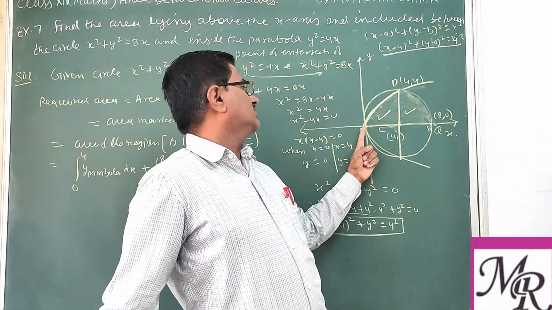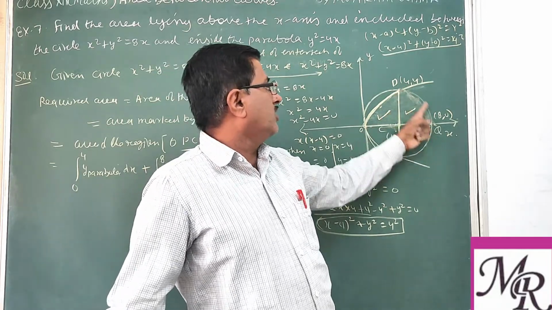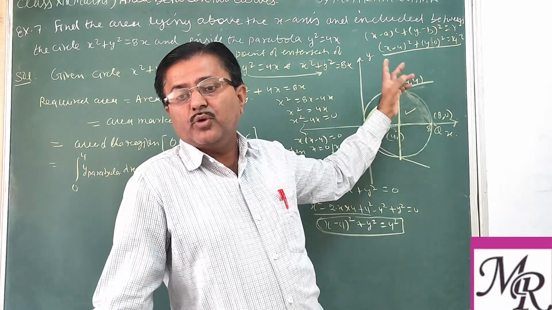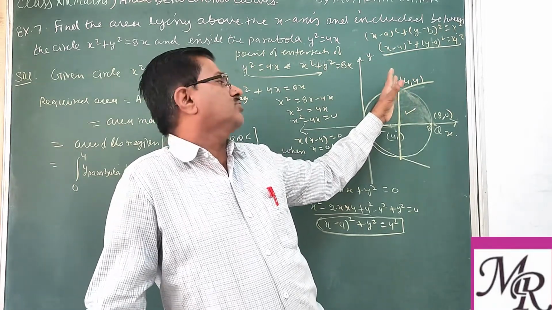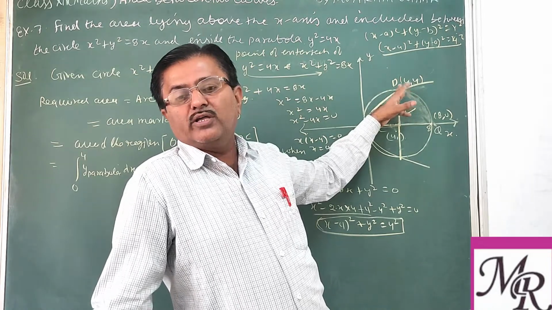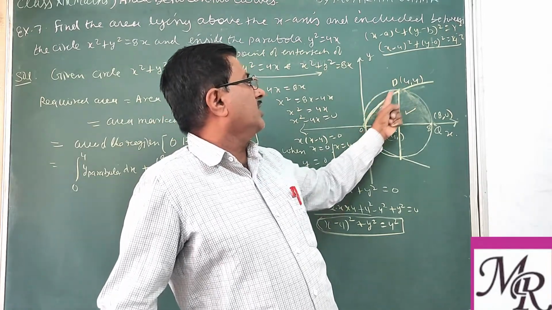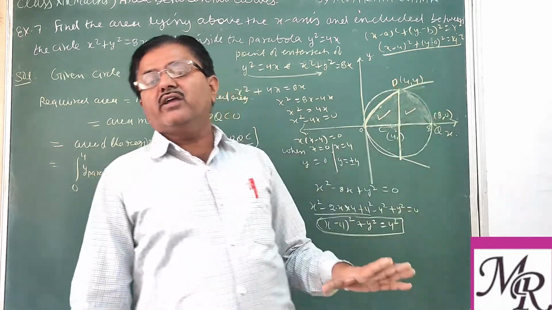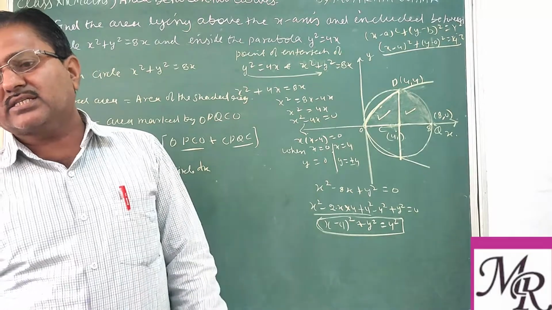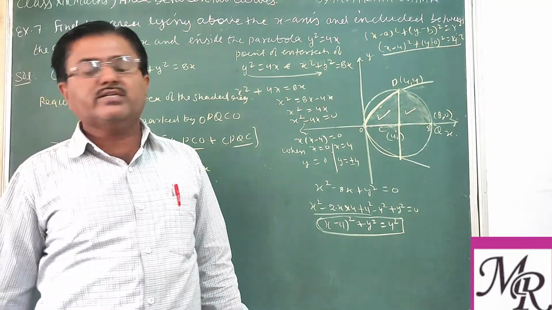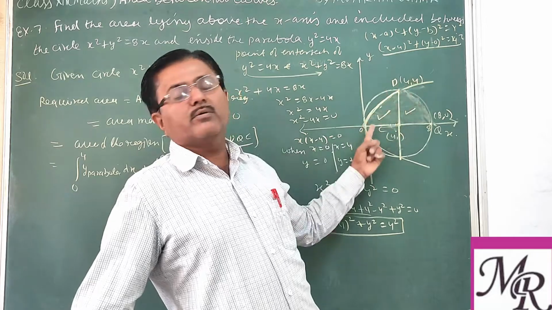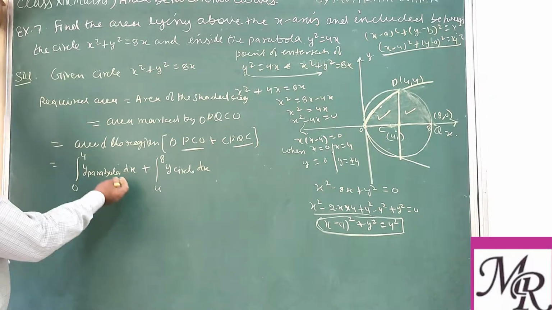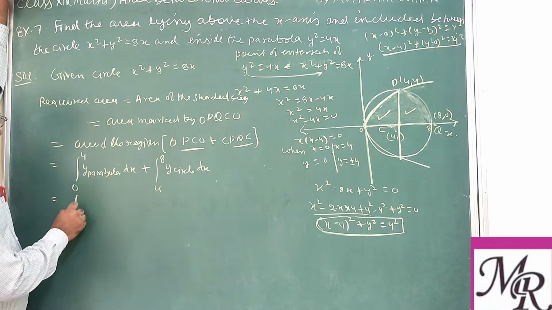Limit for parabola 0 to 4. Limit for circle 4 to 8. Value of x coordinate you see: whenever we are finding the limits of integral, always take the x coordinate of the points, because we are finding the area along the x-axis. If you are finding area along the y-axis, then you take the y coordinate of the point. That is very important. So now we put the parabola equation and solve the definite integral.